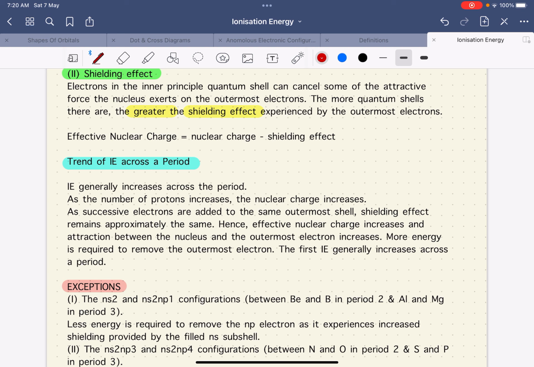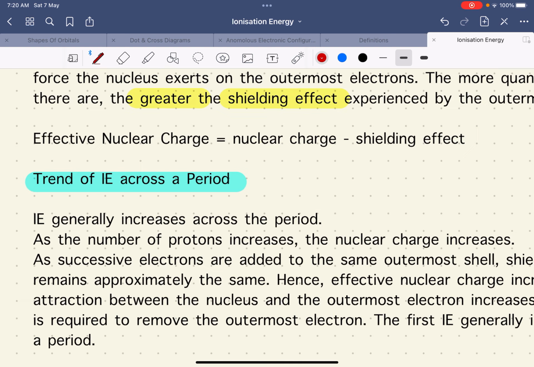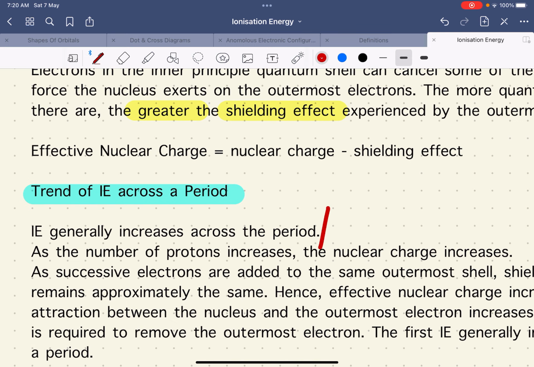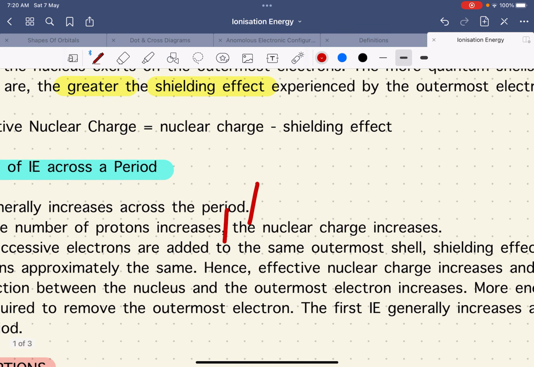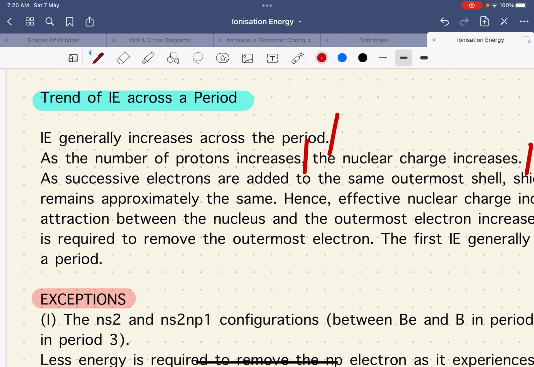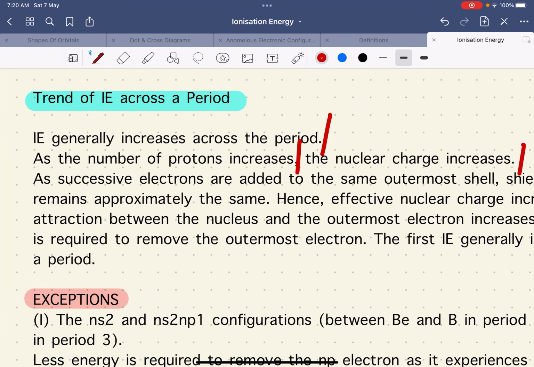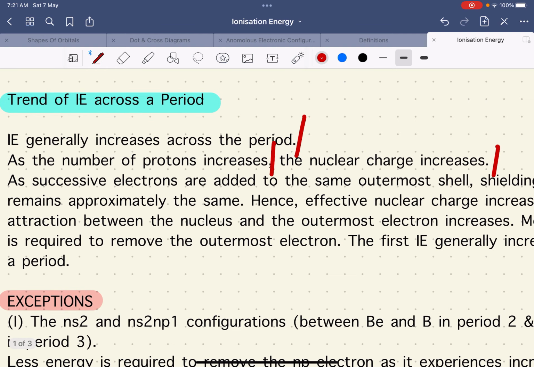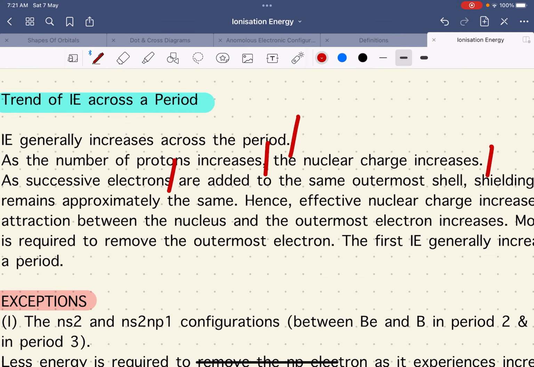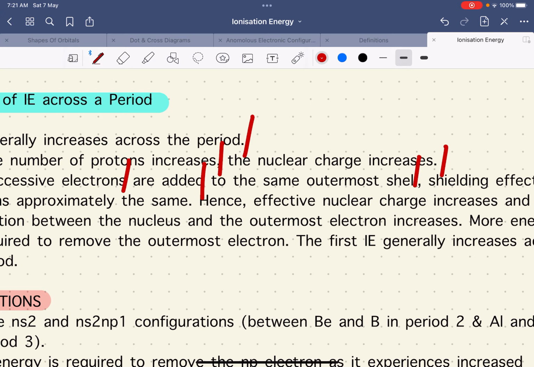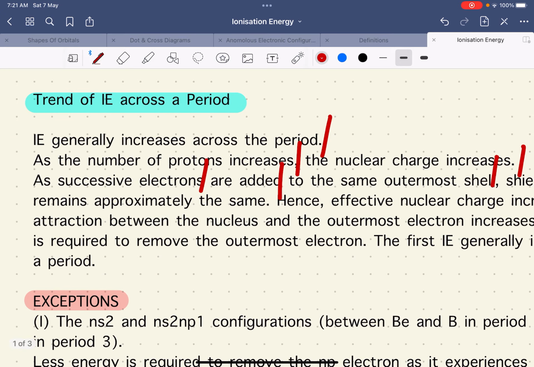Now let's look at the trend of IE across a period. The IE generally increases across a period. Why is this the case? Across a period, the number of protons increases, so the nuclear charge increases. Across a period, they have the same principal quantum shell, so successive electrons are added to the same outermost shell. Hence, the shielding effect remains approximately the same.